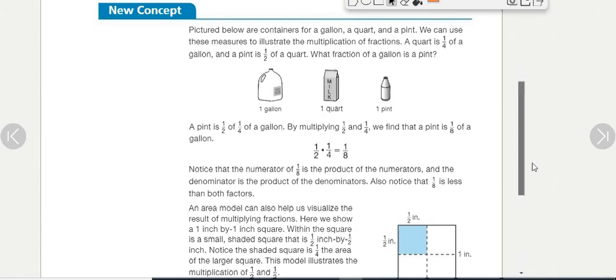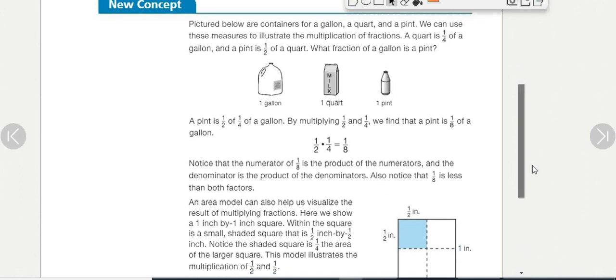Got some containers here for a gallon, quart, and a pint. We can use these measures to illustrate the multiplication of fractions. A quart is a fourth of a gallon, and a pint is a half of a quart. So what fraction of a gallon is a pint? If a pint is a half of a fourth, we multiply and find it's 1/8 of a gallon.